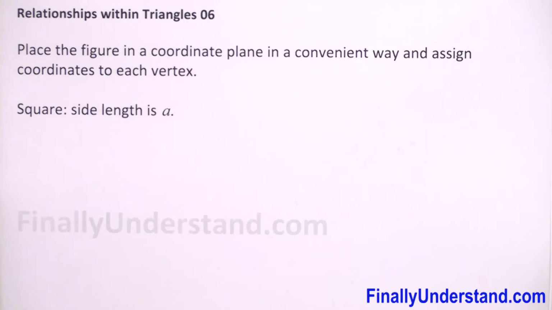We have to place the figure in the coordinate plane in a convenient way and assign the coordinates to each vertex. In this example, we have a square, and the side length is a.